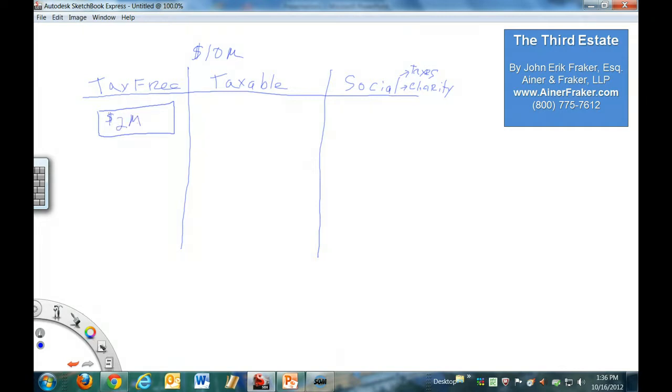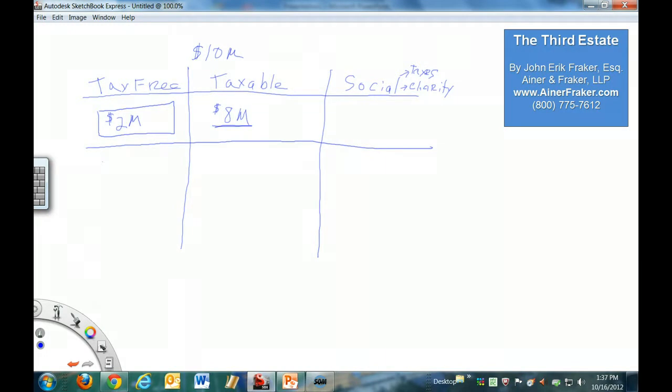And in the year where the exemption is $2 million, you can put $2 million in the tax-free column, which leaves you, obviously, in the taxable column the balance of that amount of money. So if you take $10 million and subtract $2 million tax-free, you have a balance of $8 million that is subject to tax. So we're going to put a line here. This line reflects the first spouse to die. So at the first death, $2 million is tax-free and $8 million is taxable.